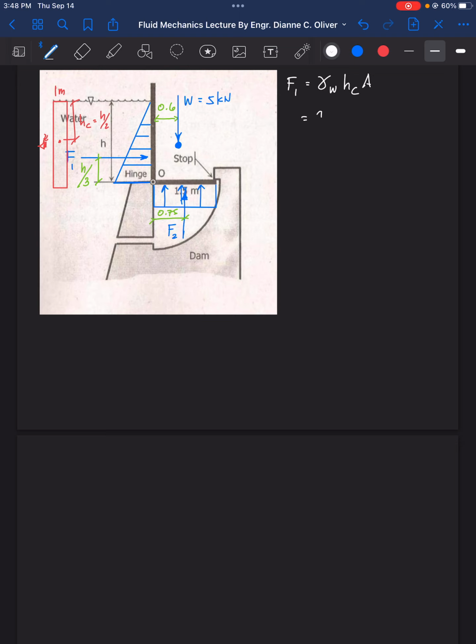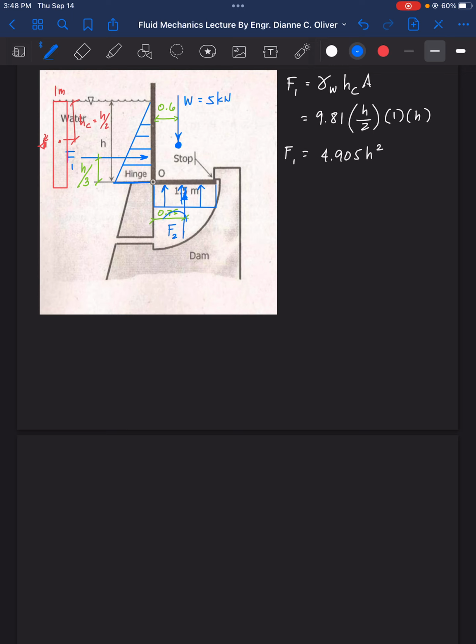So F1 is 9.81 times HC, which is H over 2, times the area. The area is 1 meter by H. So F1 is now equal to 4.905 H squared. Okay, so that's for F1.